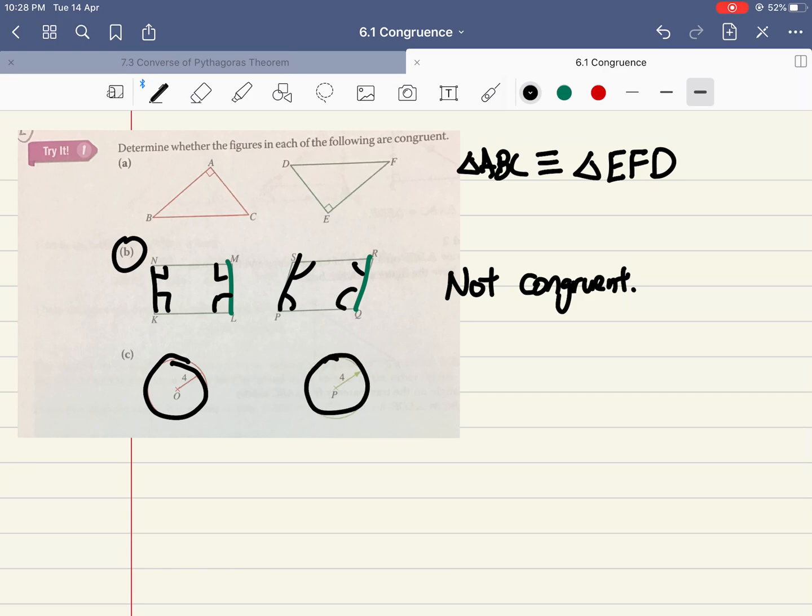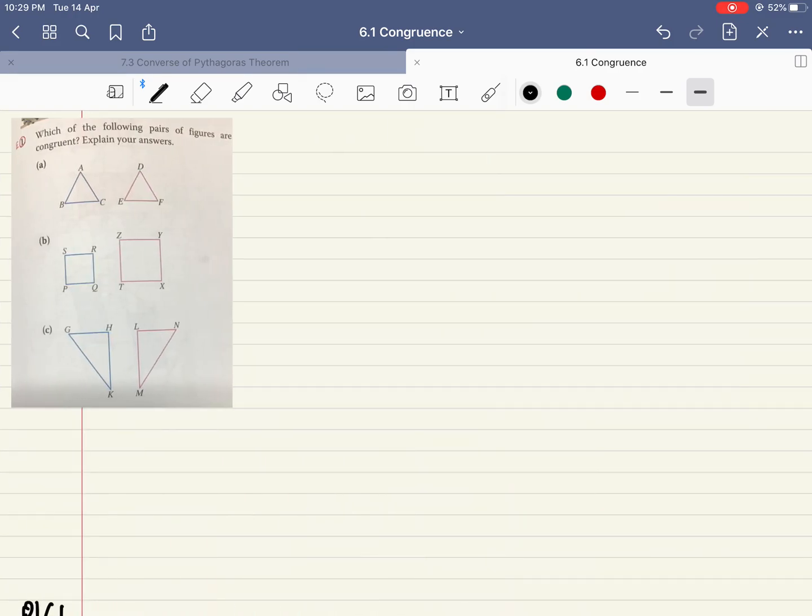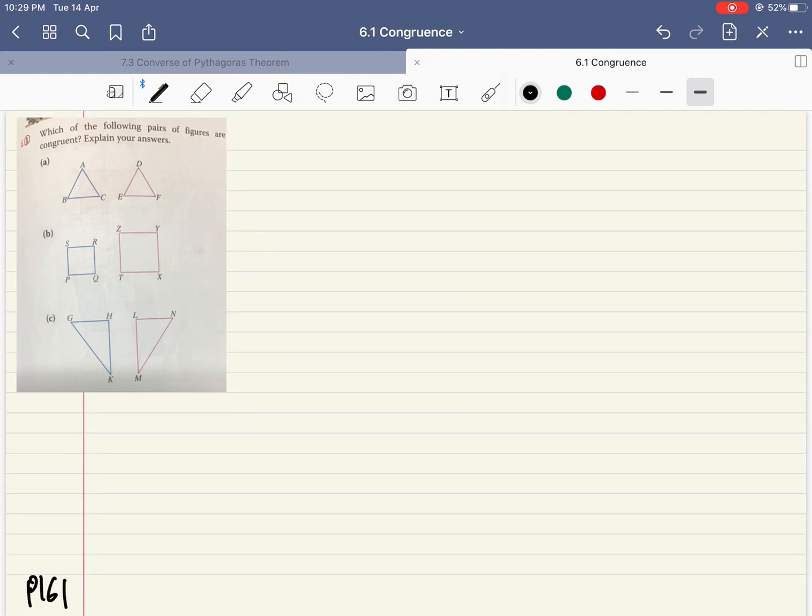Lastly, the two circles have the same radius, which means that they will have the same circumference, and the area will be the same. So in this case, I say that they are congruent, as they have the same radii.